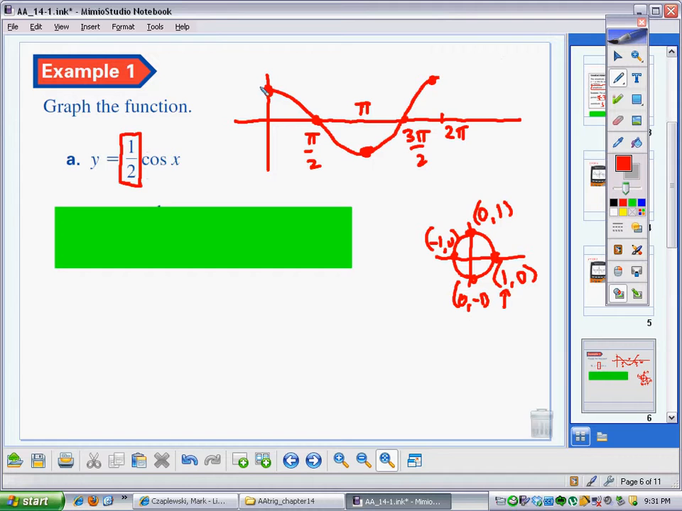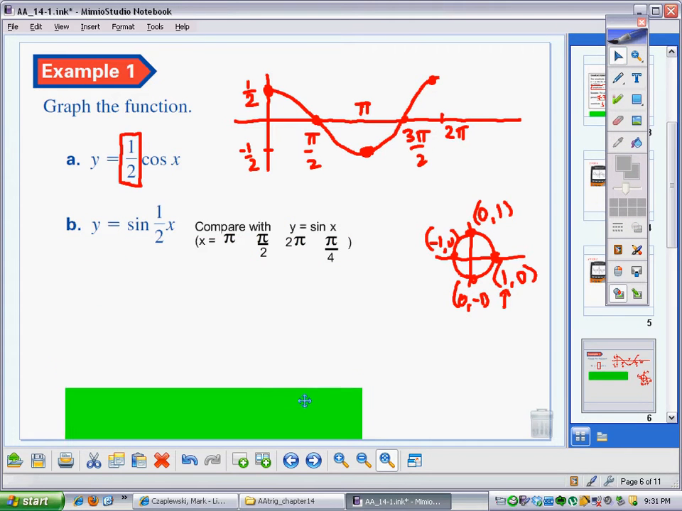Holy smokes, what do I do? Normally, you go up to 1, but the amplitude is half, so I'm only going up to half, and the lowest it goes is down to negative 1/2. There you go, y equals half cosine x. Let's move on, shall we?